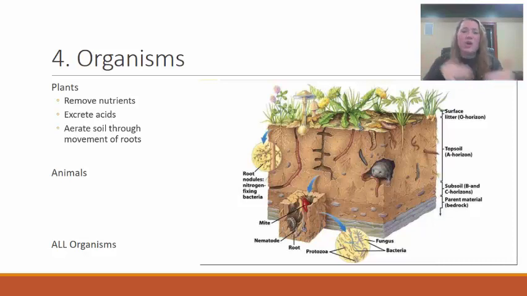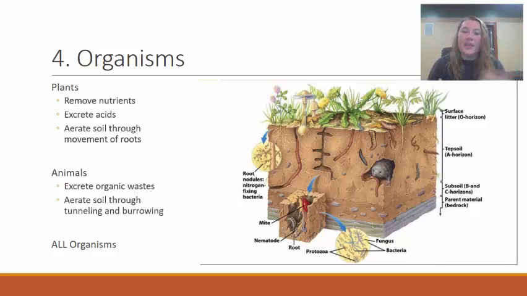And as their roots move through the soil, they create air pockets and aerate the soil. Animals also contribute. Animals excrete or produce organic waste through their poop. And as they move through the soil, they create these little tunnels, and that helps to add more air into that soil column. Now again, all organisms also participate in nutrient cycling.